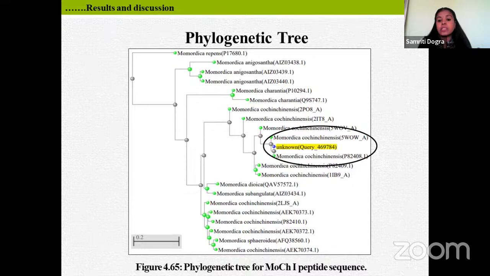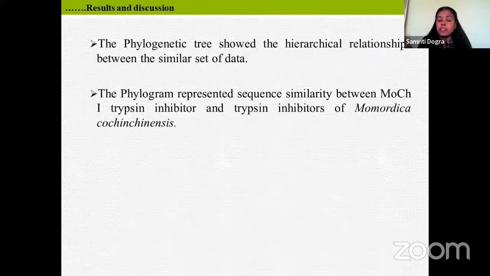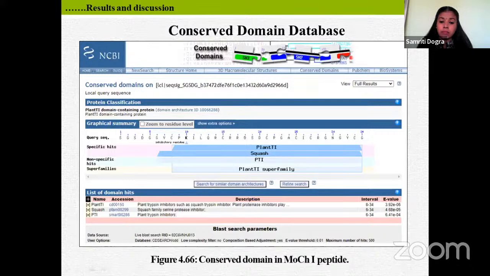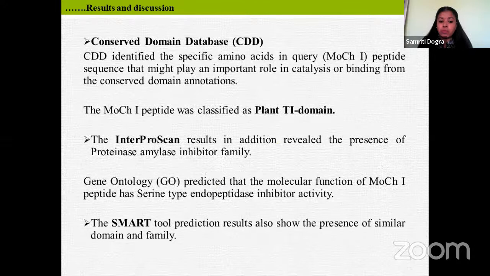The phylogenetic tree shows the hierarchical relationship between the similar set of data. The phylogram represents the sequence similarity between MOCH1 and trypsin inhibitors of Momordica cochinchinensis. The conserved domain database again shows that our peptide falls under the squash plant trypsin inhibitor superfamily. We used different tools like InterPro and SMART, and again from these tools we got the information that this is a plant trypsin inhibitor peptide.